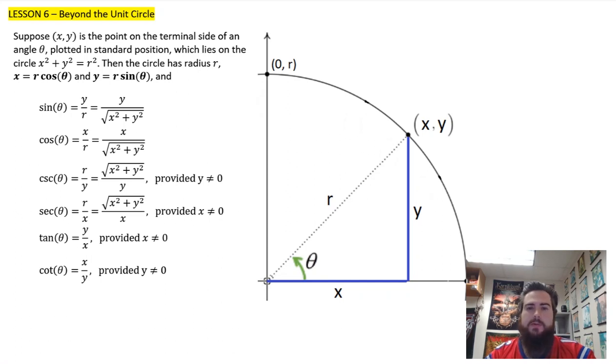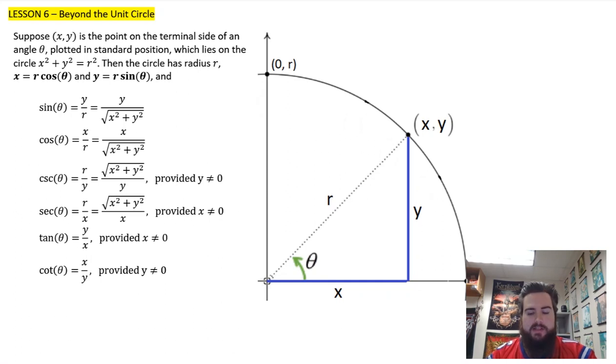circle. So here, suppose that x and y is the point on the terminal side of an angle measure theta, plotted in standard position, which lies on the circle x squared plus y squared equals r squared. This is demonstrated to the right. Then the circle has a radius of r, and x is equal to r times cosine of theta, and y is equal to r times sine of theta.